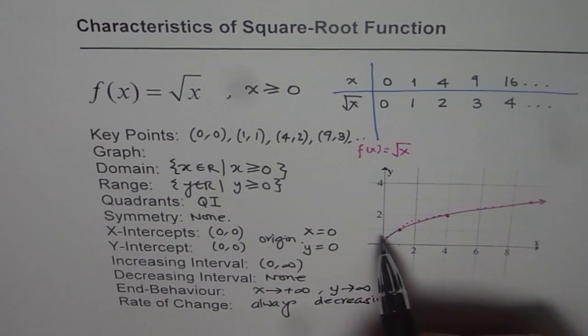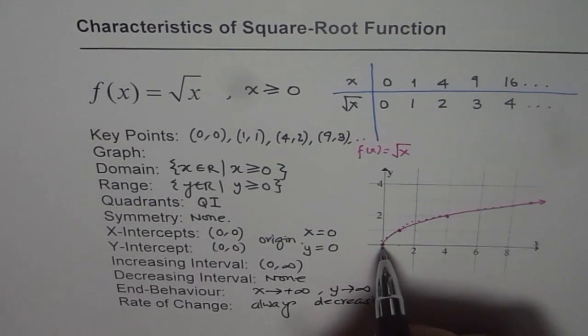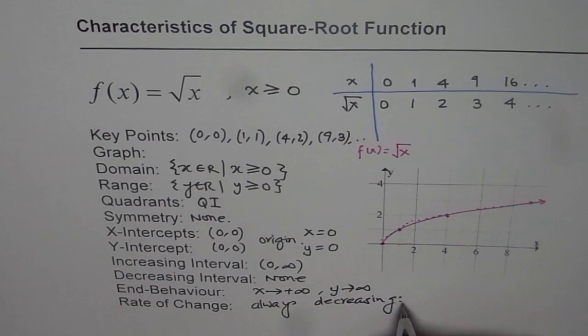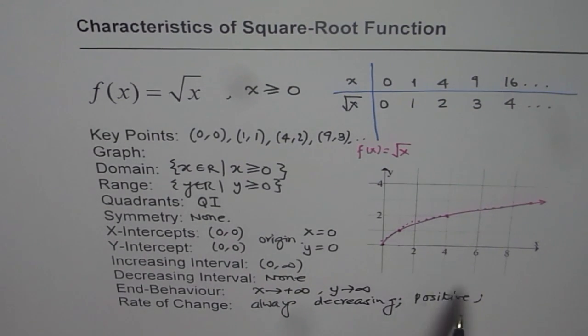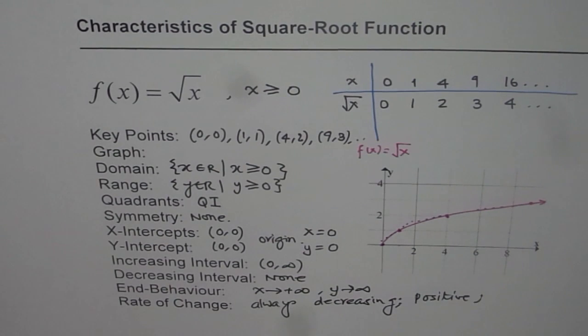But it's important to note that it's always positive, do you see? So it is undefined actually at 0. It's kind of a vertical slope here. It's undefined, and then it is always decreasing, but it's always positive. That is also another thing, it is positive, right? At origin, however, it is undefined. If you want to draw a tangent at origin, it will be kind of a vertical line. Okay, so that is how the slope is for the given function square root x.